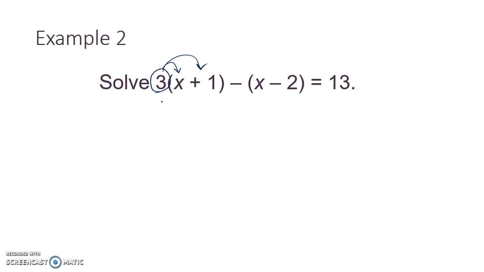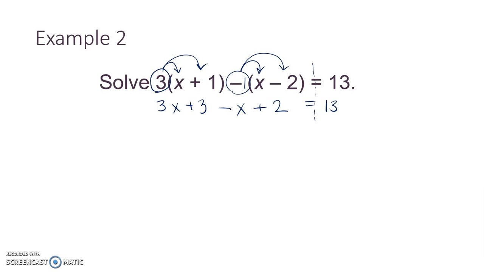We'll get 3x plus 3. Then remember, there's like an imaginary 1 out in front here that we're distributing. So negative 1 times x and times negative 2. So negative 1 times x will give me a minus x. Negative 1 times negative 2 will give me plus 2 equals 13.